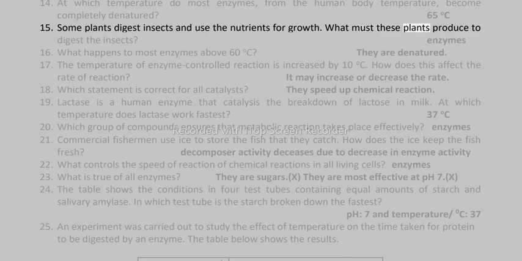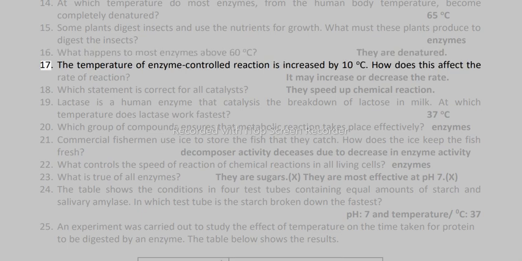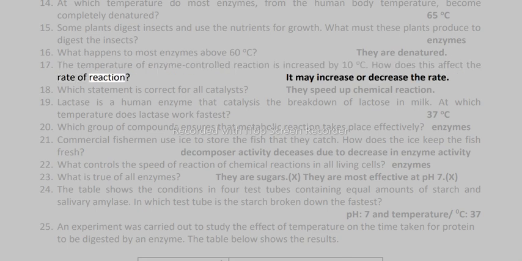15. Some plants digest insects and use the nutrients for growth. What must these plants produce to digest the insects? Enzymes. 16. What happens to most enzymes above 60 °C? They are denatured. 17. The temperature of an enzyme-controlled reaction is increased by 10 °C. How does this affect the rate of reaction? It may increase or decrease the rate.